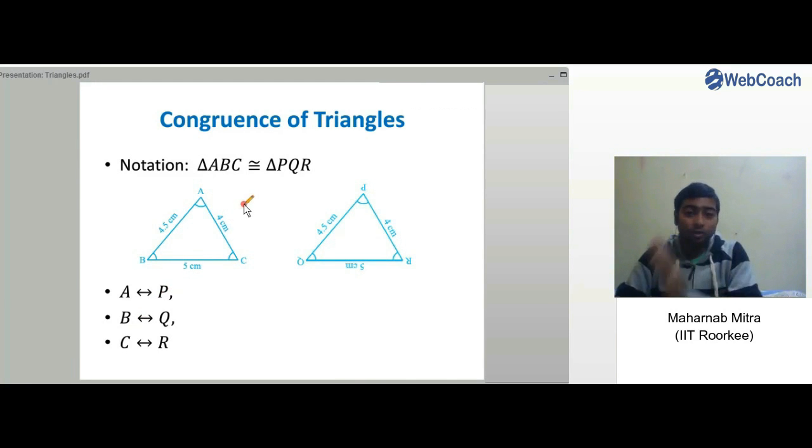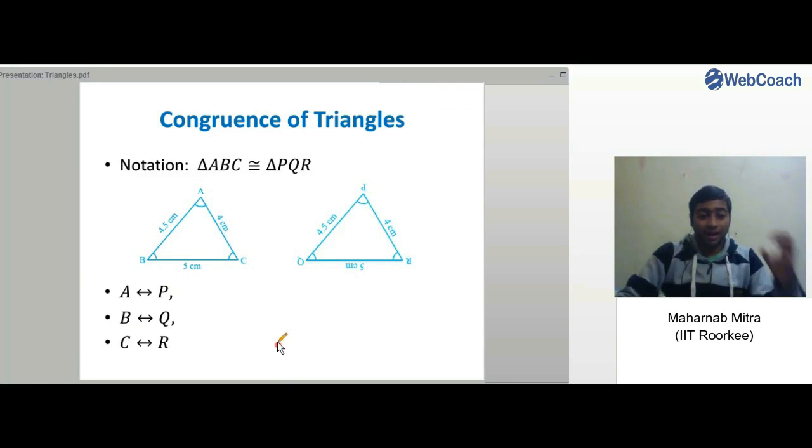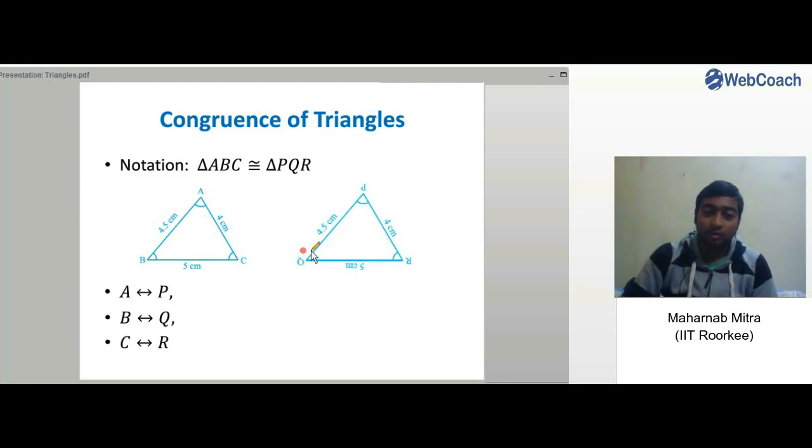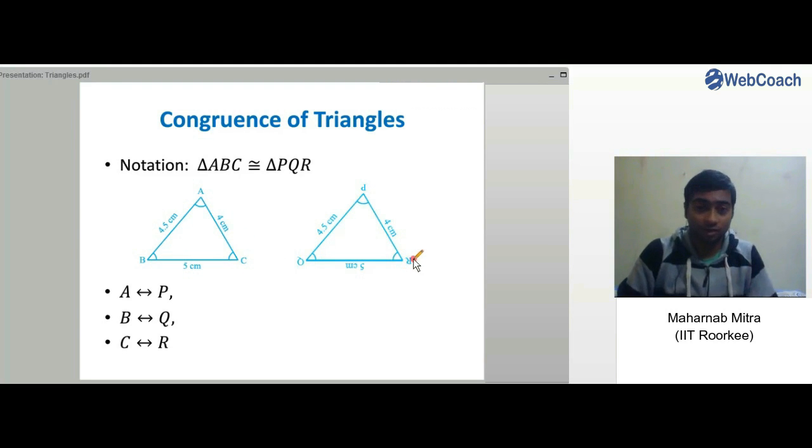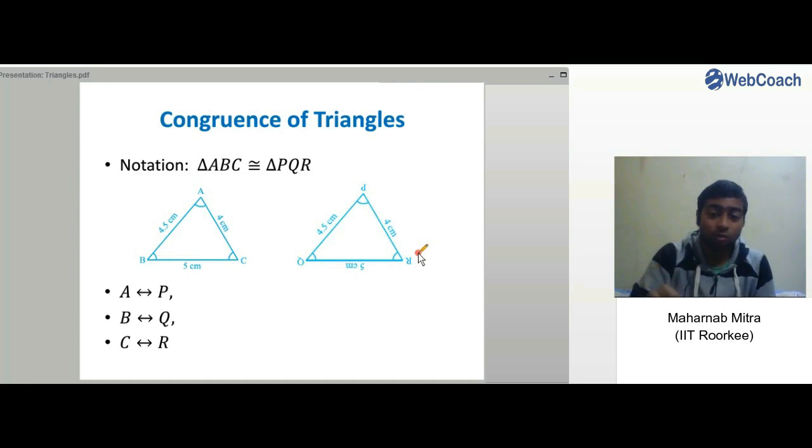And we write ABC and PQR in this fashion because A can be overlapped on P, B can be overlapped on Q, and C can be overlapped on R. You can see B and Q are of similar nature, A and P are of similar nature, C and R are of similar nature, right? They are corresponding to each other. They can be overlapped onto each other exactly by matching these points.